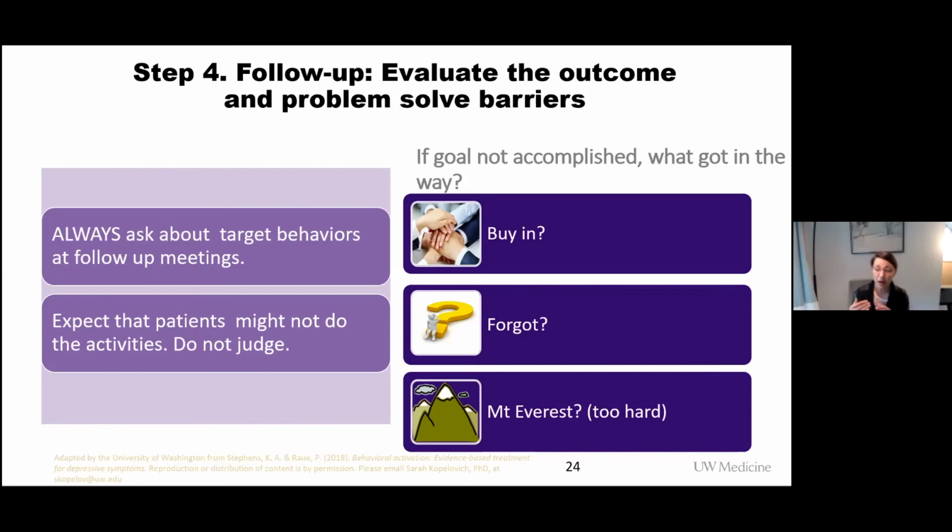And so then figure out what was the issue. Was it that they weren't fully on board with this, in which case you really want to go back and tie it back to their values and goals? Is it that they simply forgot, in which case you're going to go with some very practical strategies? Or was it inadvertently too difficult, even though you asked the right questions? They misjudged it, or they just weren't completely honest about it.